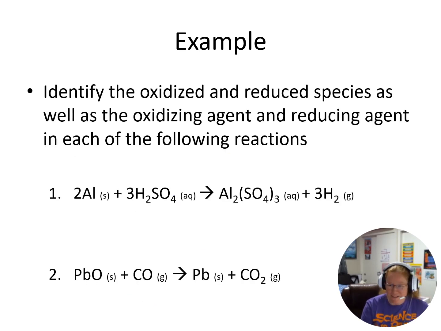All right, now let's step it up a notch. We're going to try to figure out what the oxidized and reduced species are and the oxidizing agent and reducing agent. Remember, the agent is just the opposite of whatever process it undergoes. Okay, so let's see here. I think for these, I'm going to assign the oxidation numbers above each thing in red.